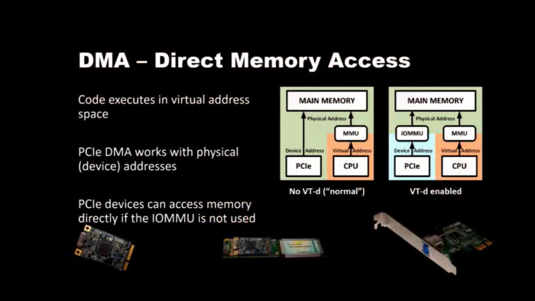PCI Express devices have traditionally been able to access all physical memory straight out without any limitations whatsoever. But CPUs nowadays do have something called an IOMMU, which works in a similar way to the memory management unit for the CPU. And this allows for virtualization of device addresses as well. So in theory, the operating system should be able to protect itself fully against DMA attacks if the IOMMU is fully used. But as we will see later on, that's not really the case.